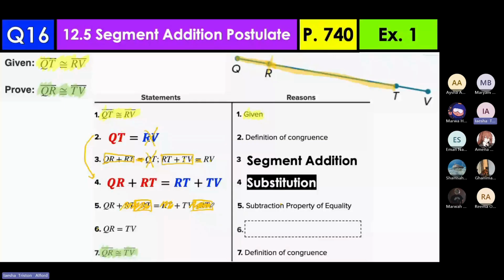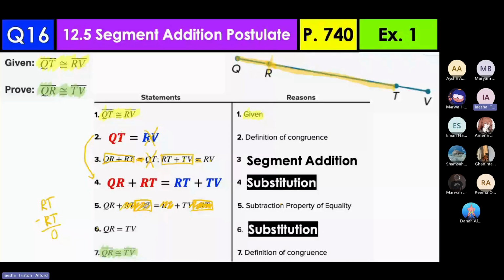So when they erase it, we can call that substitution again, because we're replacing RT subtract RT with 0. RT subtract RT is going to give you 0, so it's deleted. The only thing we're keeping here is QR, and the only thing we're keeping here is TV.